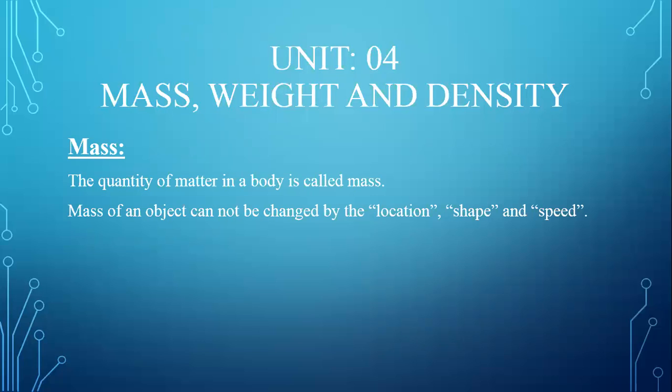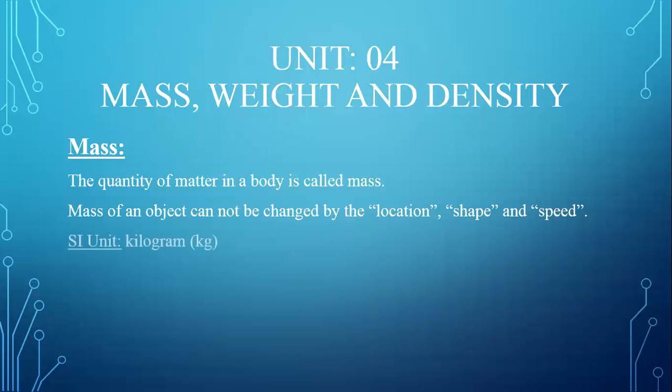Similarly, by changing the location, for example, if there is a wooden block whose mass is 1 kg on the surface of Earth, the mass of the wooden block will remain the same if we measure the mass of the object on the surface of the moon. So by changing the location, the mass of an object cannot be changed. Similarly, changing the shape or speed will have no effect on the mass of an object because it is actually the quantity of matter composed in a body.